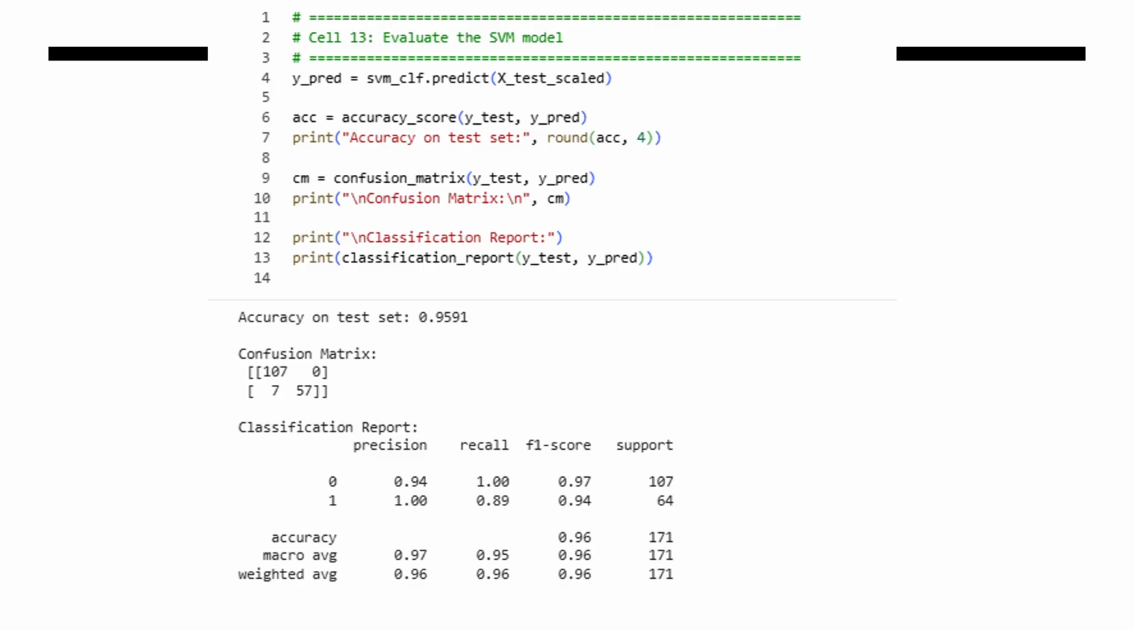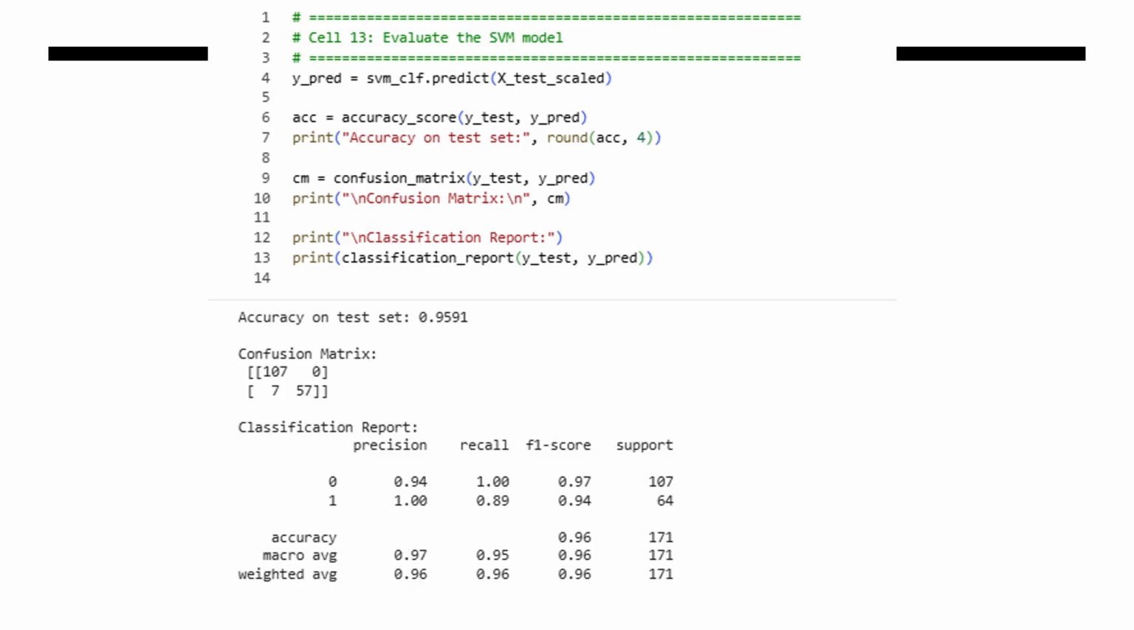But accuracy alone isn't enough, especially in medical diagnosis. So we look at the confusion matrix. Out of the 179 cases, the model classified correctly about 107 of them. So that means zero false alarms there. For malignant cases, 57 were correctly identified, but 7 were missed. That's important because in cancer detection, false negatives matter more than false positives.